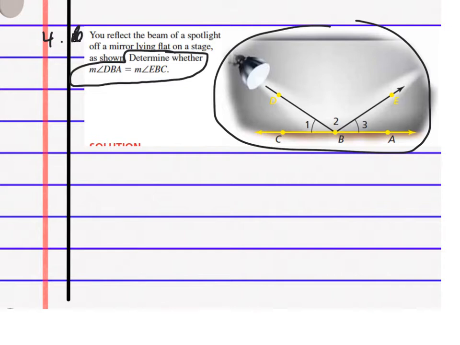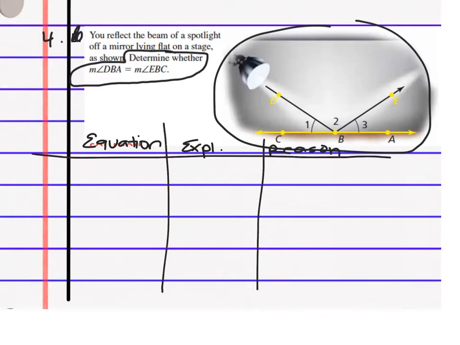All right, so let's go ahead and set this up. We're still going to set up a table with equation, explanation, reason. Okay, so if we look at this diagram here, what do we know? What are they giving us in the problem? If you see these markings, we know that angle 1 is congruent or equal to angle 3 because they have the same one line. If they both had 2, they'd also be congruent. So that's how we know that.